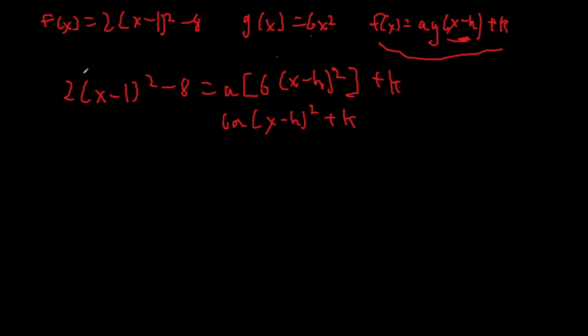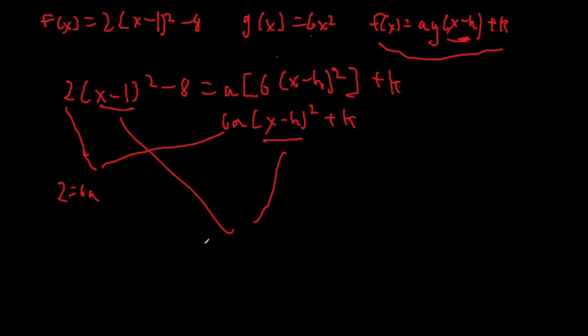We're going to want to get this 2 and this 6a to equal each other. We also want to get this x minus 1 and x minus h to equal each other. I didn't write that correctly, sorry. X minus 1 equals x minus h. And of course, we would just want the k's to equal each other.